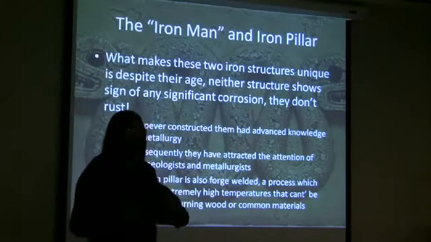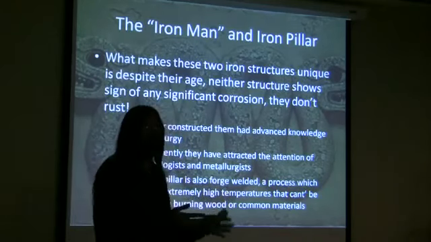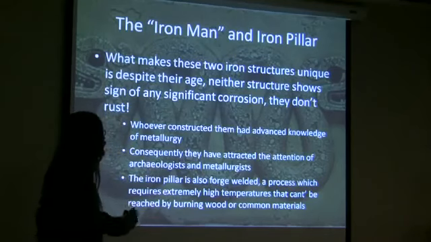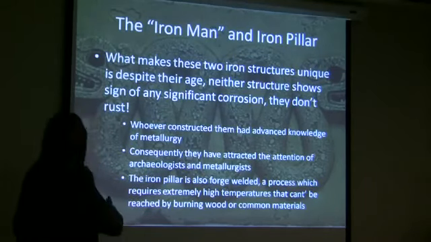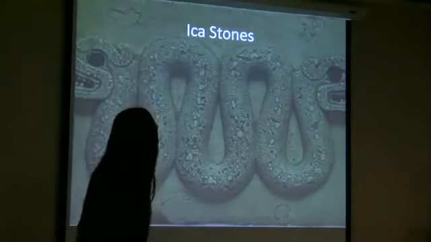Okay, obviously there's modern materials today like propane and acetylene and stuff like that, but they apparently didn't have those back then. So how is it they were able to do forge welding, a process that we do today, but you can't get those temperatures by doing something simple like burning logs or something like that. Then we get to the Ica stones.